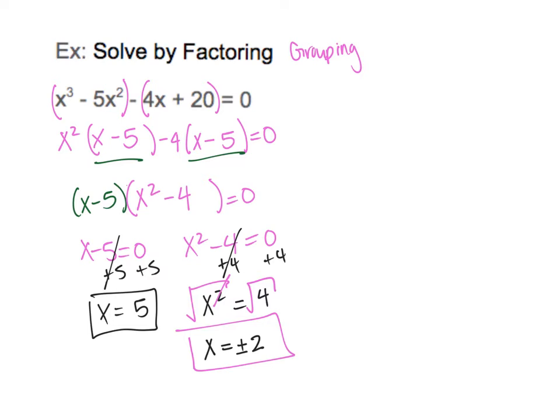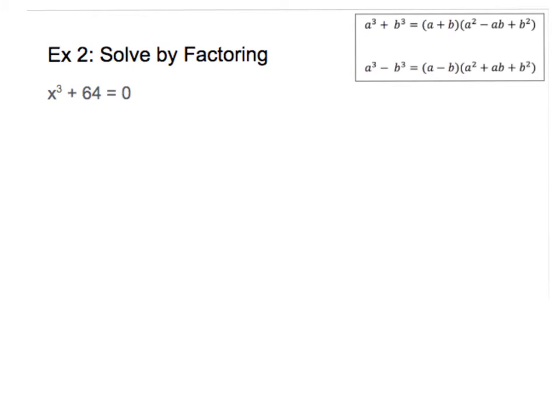The next one here, I'm going to show you one that only has 2 terms. In example 2, I have 2 terms, as you can see. When you have 2 terms, you don't want to do grouping. You want instead to use the sum and difference formula. Because you have a plus sign, you need to use the top equation here.